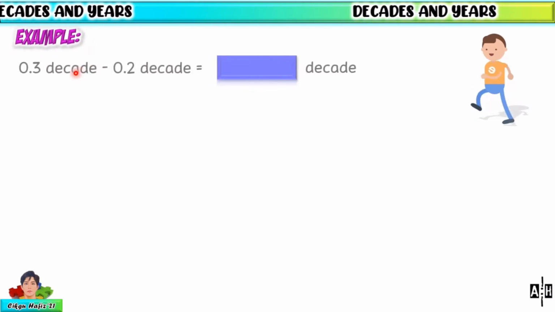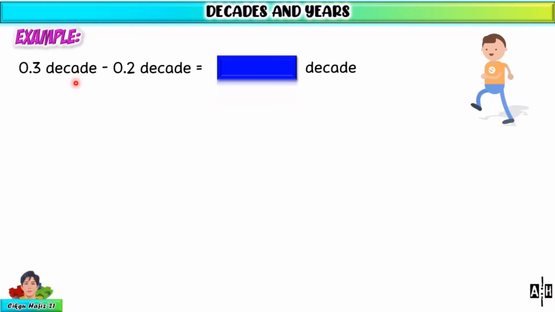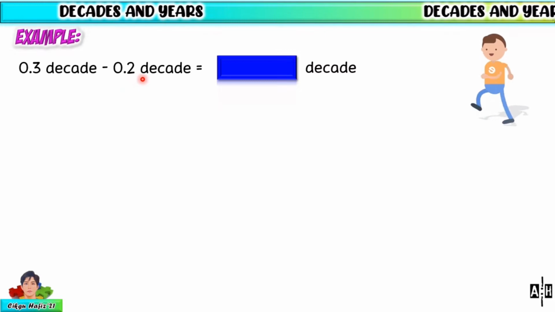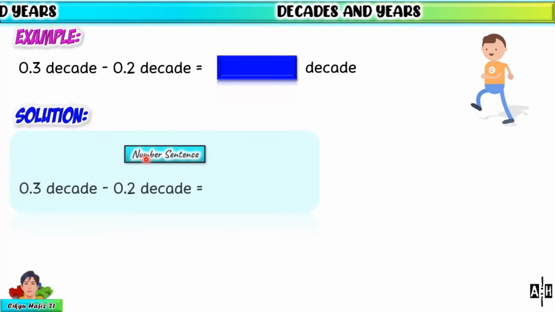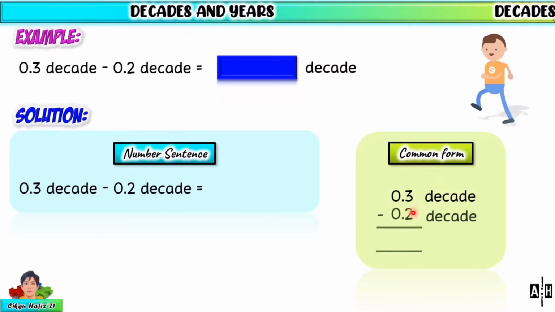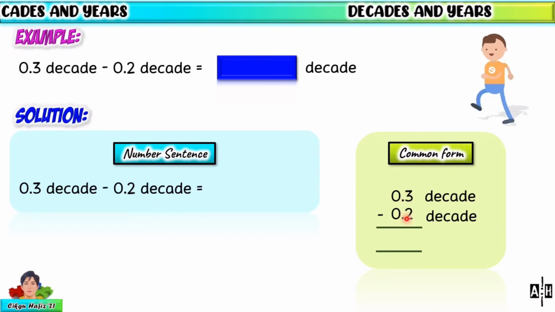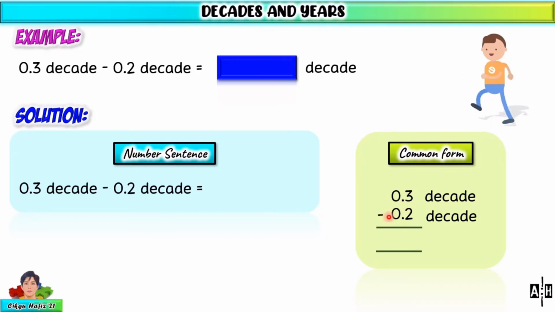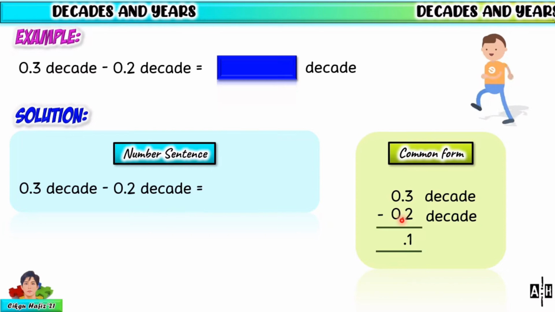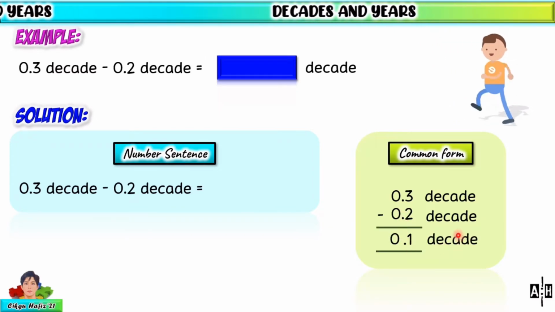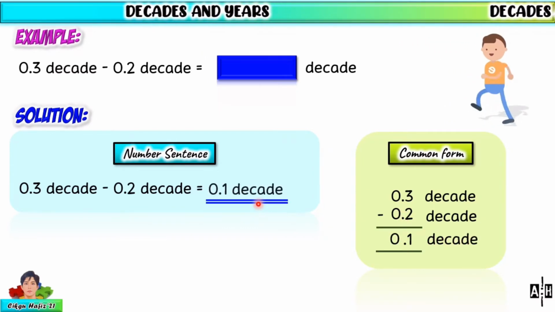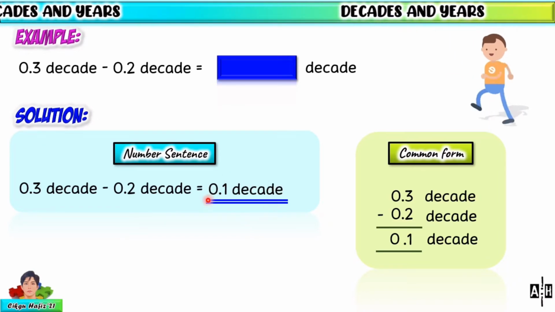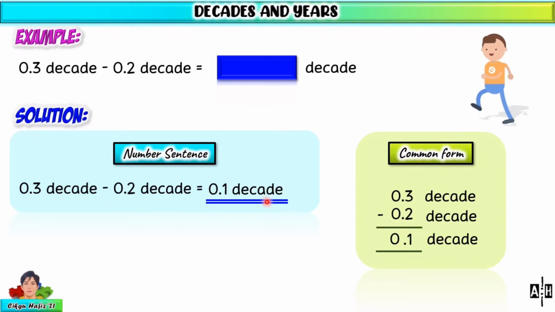Next, decades and years. Example, 0.3 decade minus 0.2 decade equals how many decade? Okay, common form. We arrange it nicely, decimal points top and bottom. 3 minus 2, 1. 0 minus 0, 0. And we add decade at the back. And then the final answer is 0.1 decade.